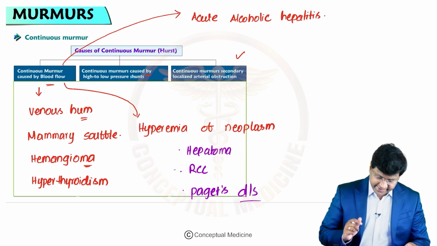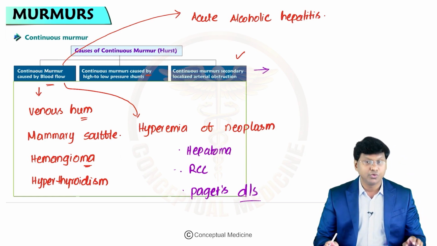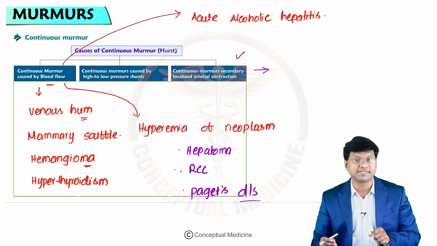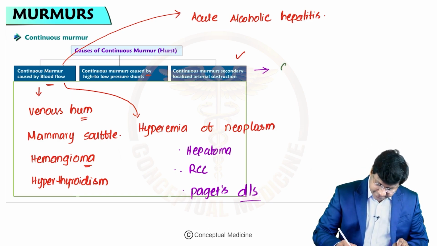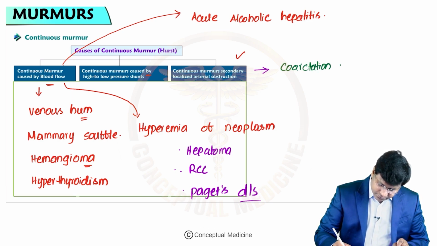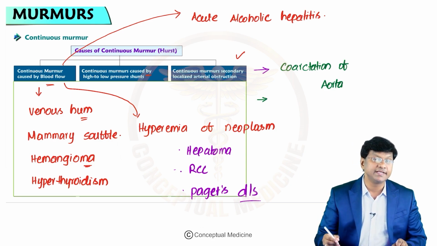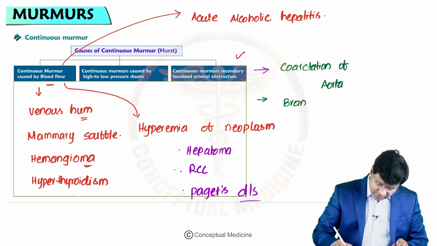Okay, next, continuous murmurs secondary to localized arterial obstruction. Now, where will you have this? You will come across the continuous murmur secondary to localized arterial obstruction in scenarios like coarctation of aorta. Next, in clinical scenarios like branch pulmonary artery stenosis.